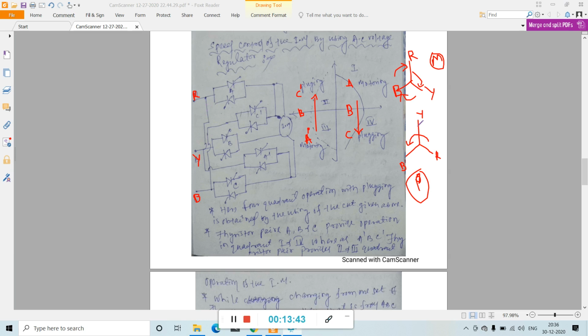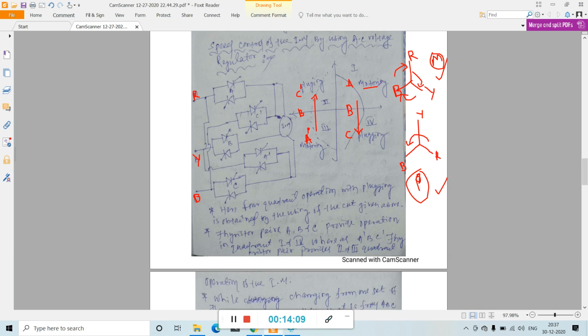So when any two terminals are changed, that means here I changed R and Y, so R is here and Y is here, then the sequence becomes RYB in the anti-clockwise direction. So this is your plugging mode and this is your motoring mode. So in quadrant 1 it operates in motoring mode.